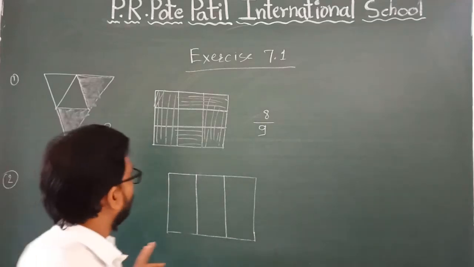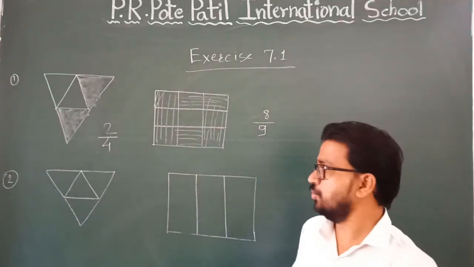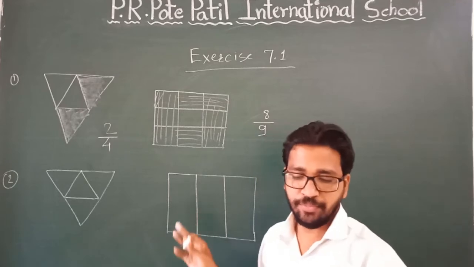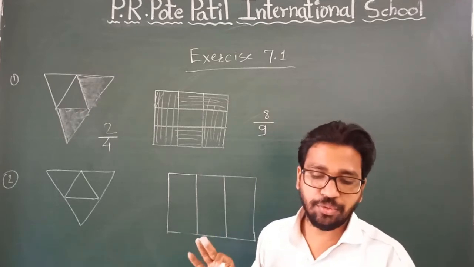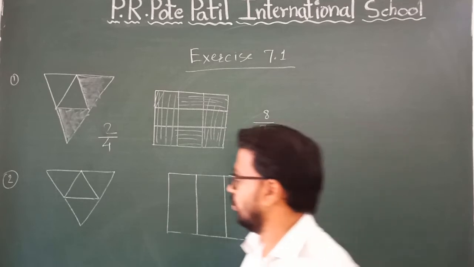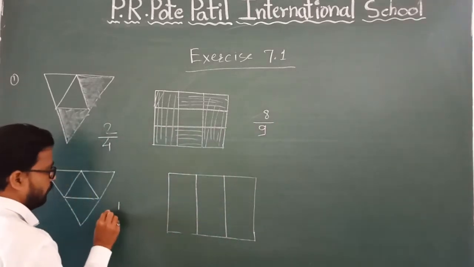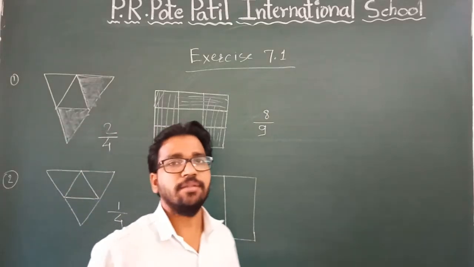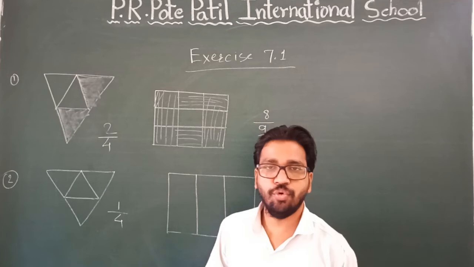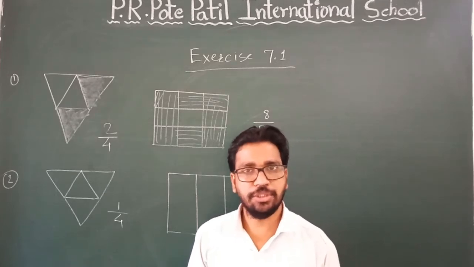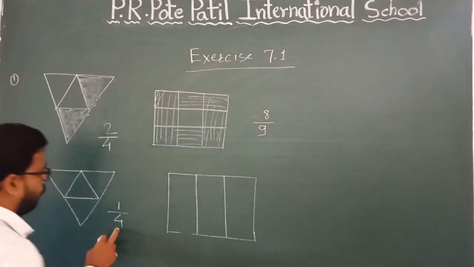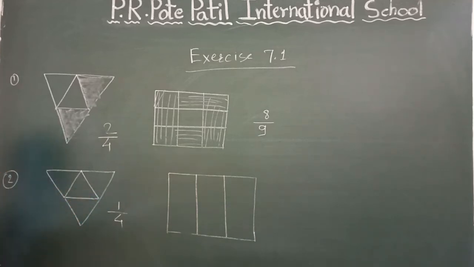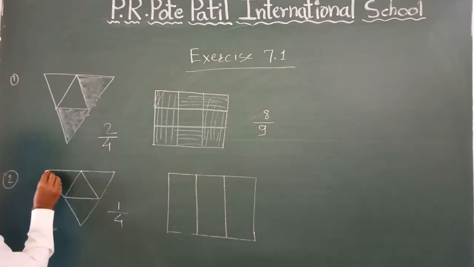In question number 2, it is the opposite. Color the part according to the given fraction. Here 1/4 is given, and we have to shade that diagram in 1/4 part. 1/4 means 4 equal parts are there, 1, 2, 3, 4, and from 4 equal parts we have to shade only one part. So we can shade any part.